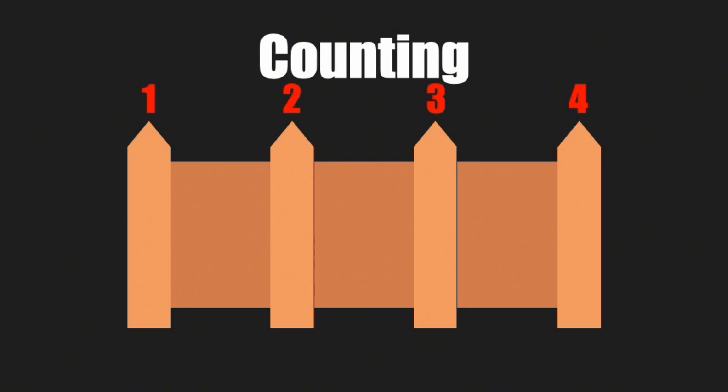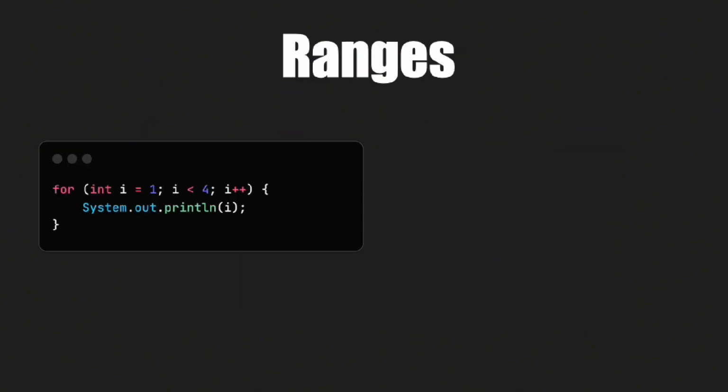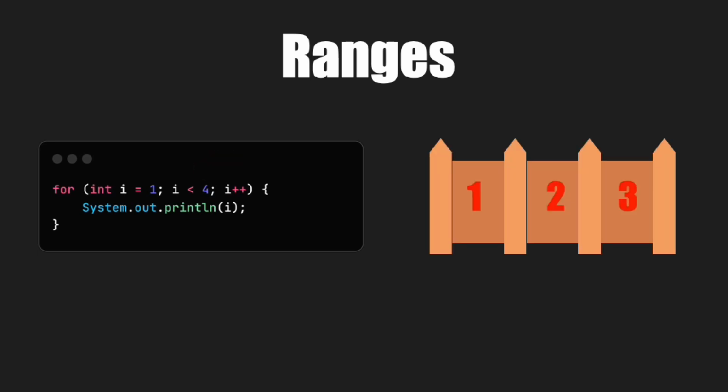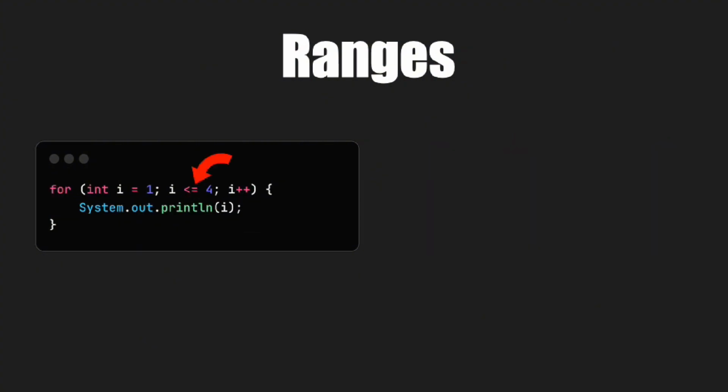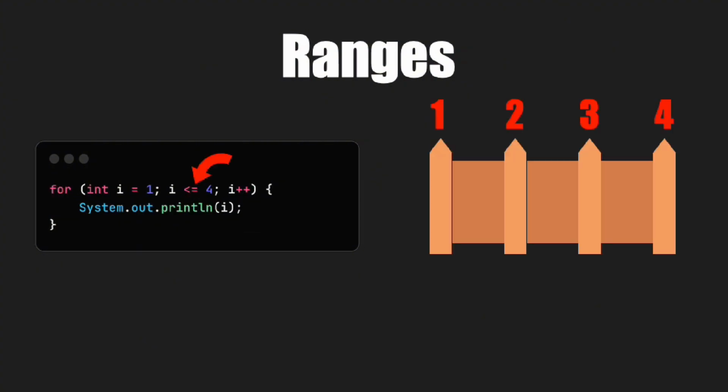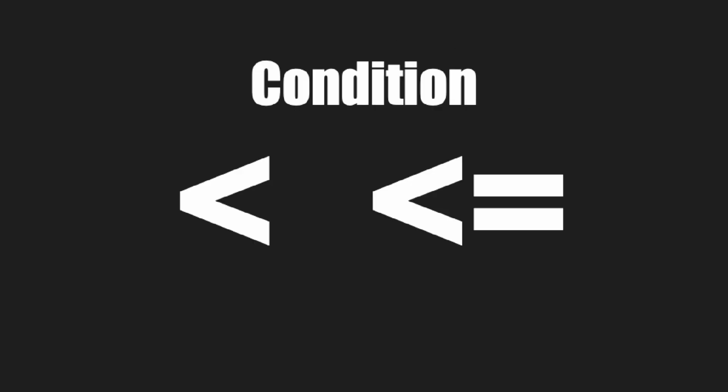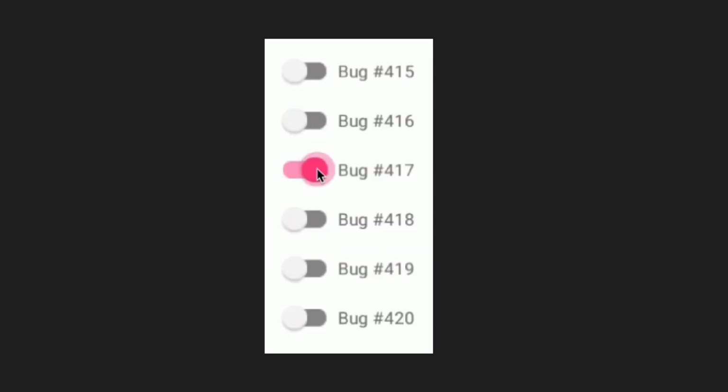Coding has its own version of this, especially with ranges. Consider this code. Here, the code stops before i reaches 4, so you iterate 3 times, like counting the panels. Now, let's make one small change and add an equal sign in the termination condition. Now, we're counting the posts. It all comes down to which loop condition you use. This may sound simple, but it's a very common bug.